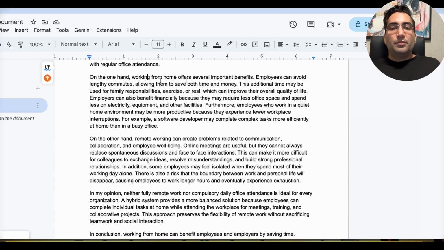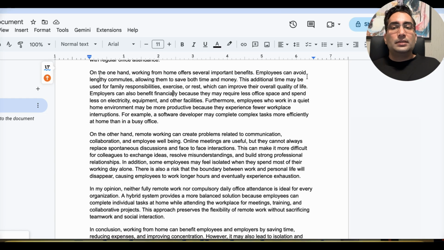On the one hand, working from home offers several important benefits. Employees, okay, this is a good topic sentence. Fine, that's okay. No advanced words, but fine. It's not giving too many details. It's giving the topic, which is good. Employees can avoid lengthy commutes, allowing them time to save both time and money. This additional time may be used for family responsibilities, exercise, or rest, which can improve the overall quality of life.